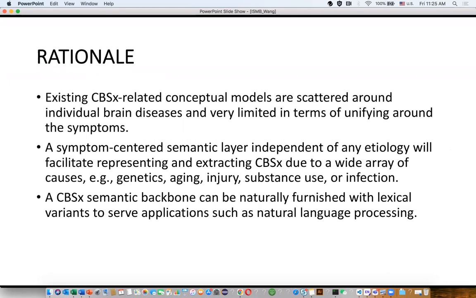The rationale of this study includes: existing CBSX-related conceptual models are scattered around individual brain diseases and very limited in terms of unifying around the symptoms. A symptom-centered semantic layer, independent of any etiology, will facilitate representing and extracting CBSX due to a wide array of causes. A CBSX semantic backbone can be naturally furnished with lexical variants to serve applications such as natural language processing.